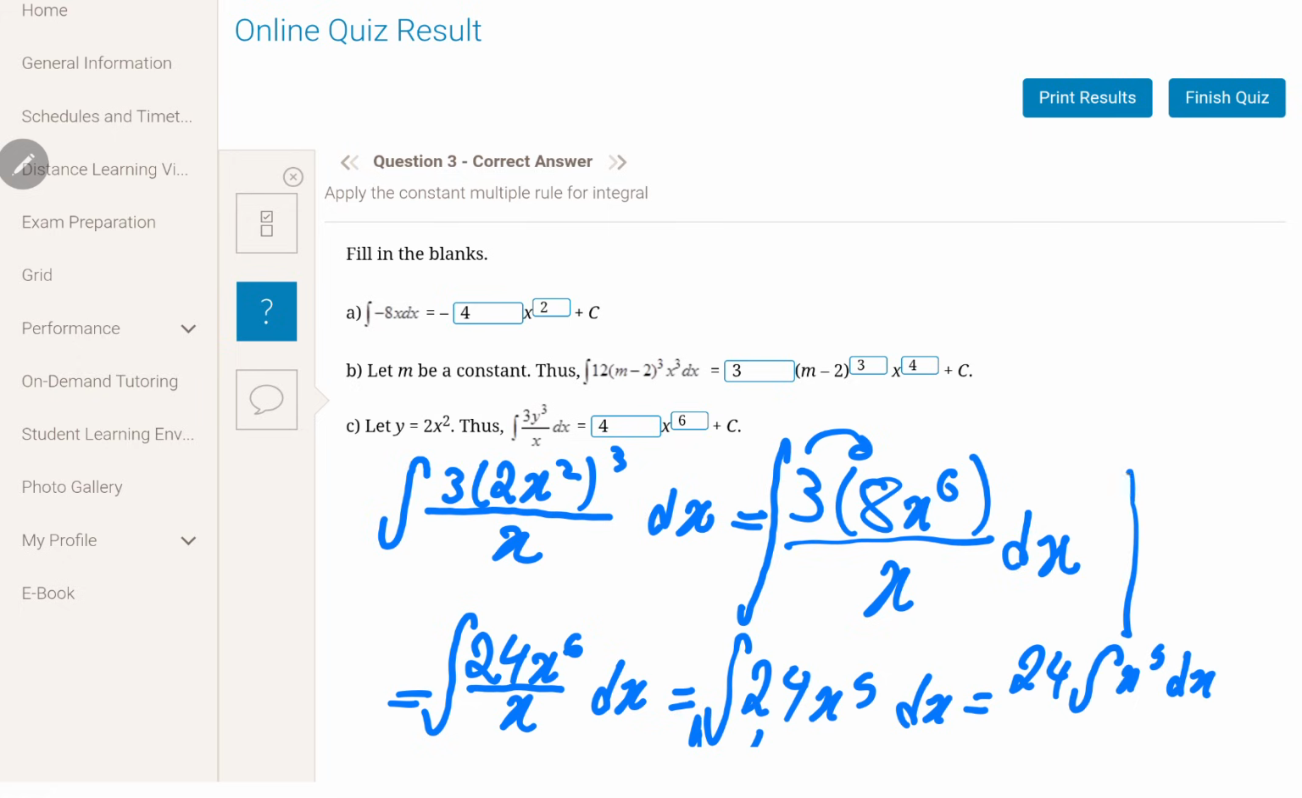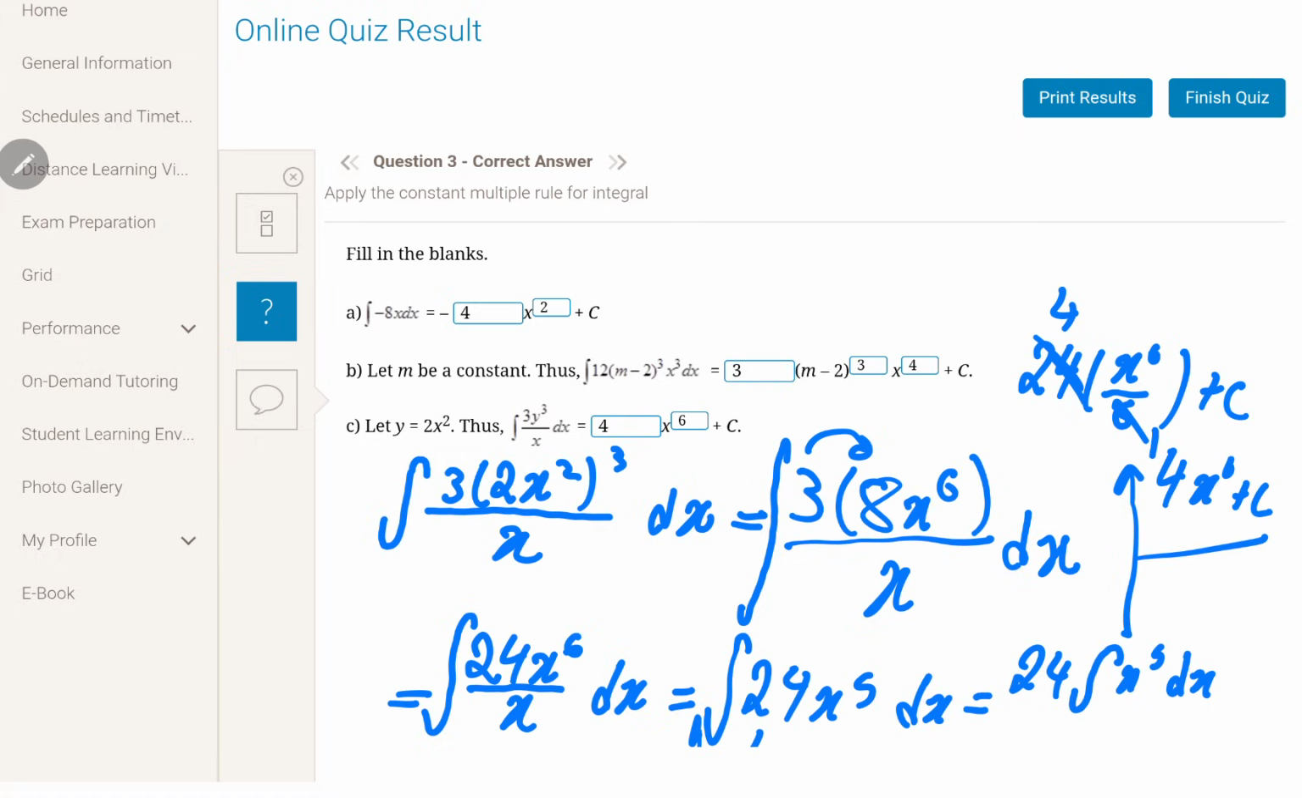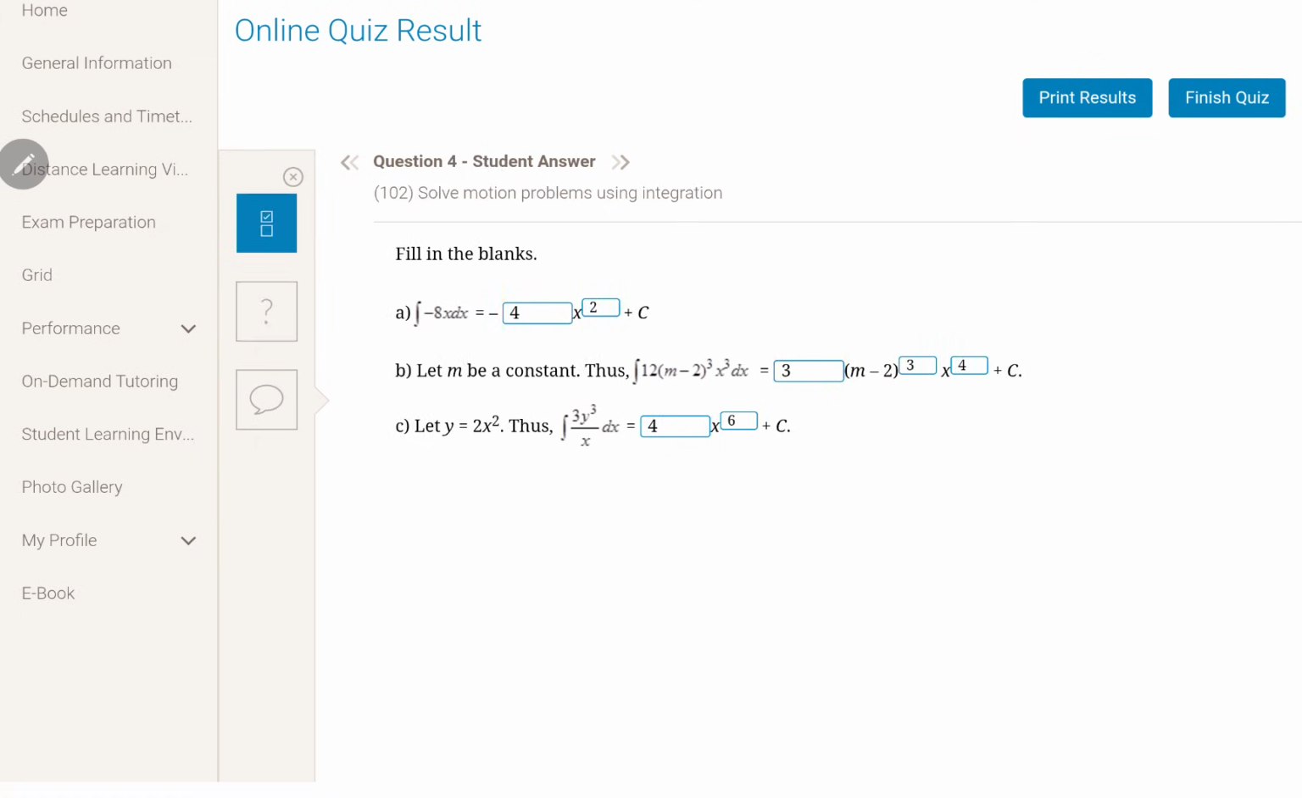So what does this equal to? This will equal 24 into x to the power of 6 over 6 plus c. 24 and 6 will cancel: 6 divided by 6 is 1, 24 divided by 6 is 4. So 4x to the power of 6 plus c. That's your answer. Okay, question 4.